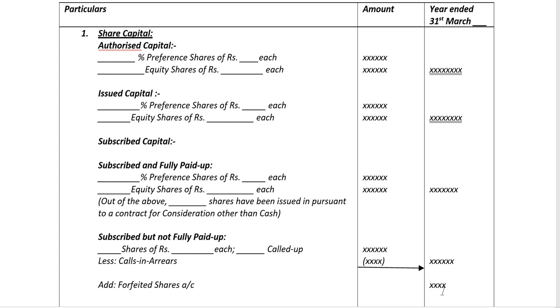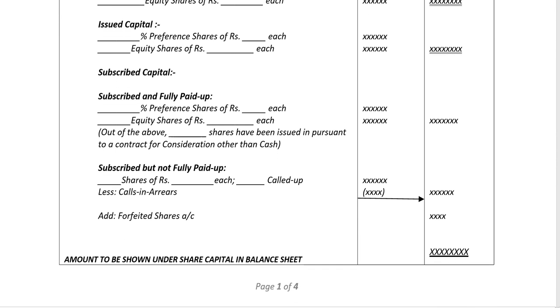The forfeited shares account represents the amount received against the shares which have been forfeited but not yet reissued. We will learn that in detail later. And finally, the subscribed and fully paid up plus the subscribed but not fully paid up plus the forfeited shares amount is the final amount which needs to be shown under share capital in the balance sheet.